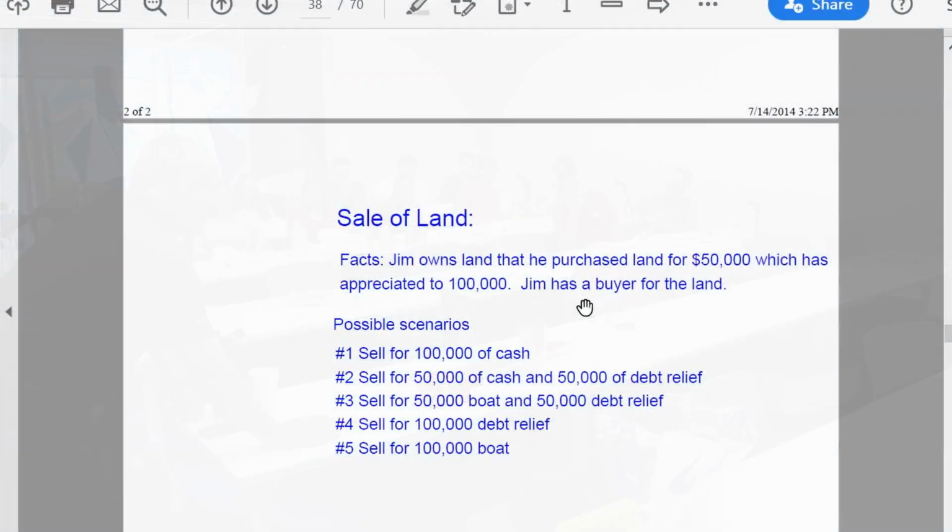Okay, so let's run through these simple facts pretty quick. Jim owns land purchased for $50,000, which has appreciated to $100,000. Jim has a buyer of the land. Possible scenarios: Jim sells for $100,000 cash; $50,000 cash and $50,000 of debt relief; $50,000 debt relief and a $50,000 boat; $100,000 debt relief; and a $100,000 boat. Seems fair.